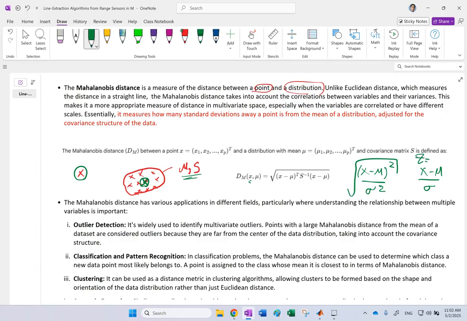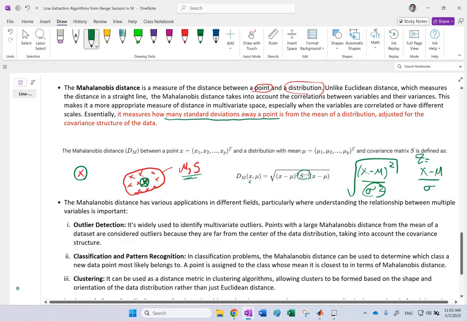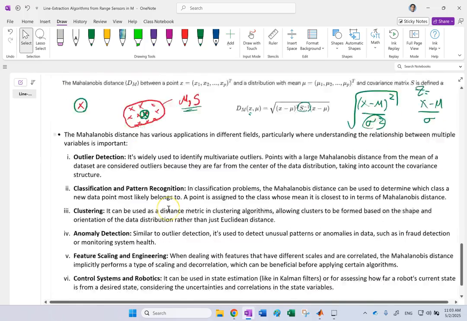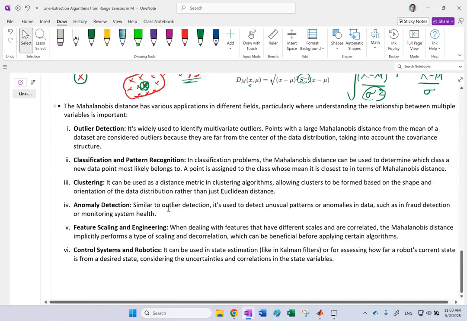Mu could be any vector, and here instead of a single number, you are using the inverse of a matrix, the covariance matrix. So you see it's like a generalized z-score, basically. That's what it is. And it measures how many standard deviations the point is from the mean of the distribution, adjusted for the covariance of the data, because the covariance of the data will determine that standard deviation. So that is the beauty of this, and it has lots and lots of applications.